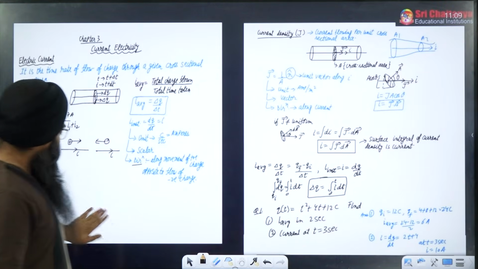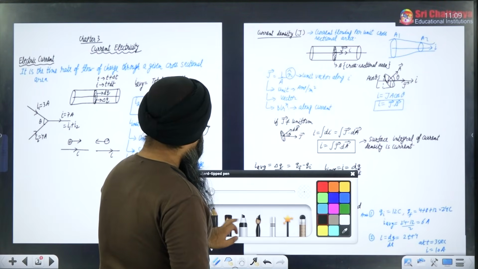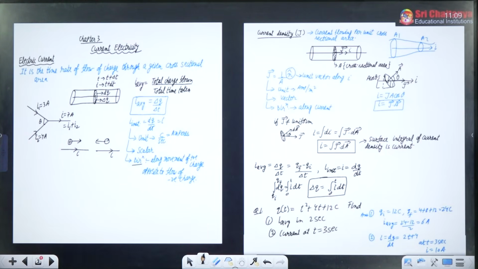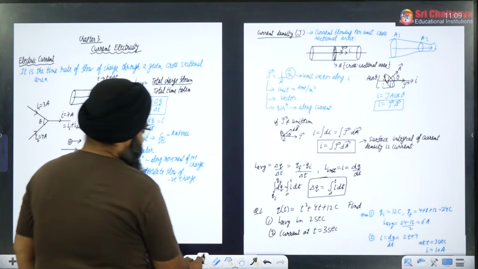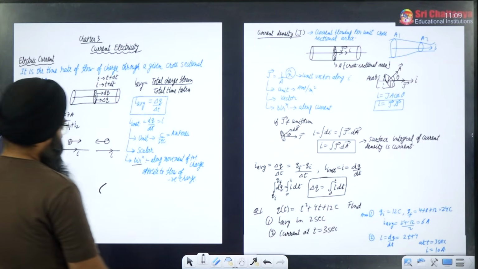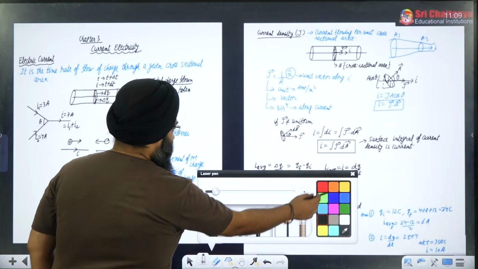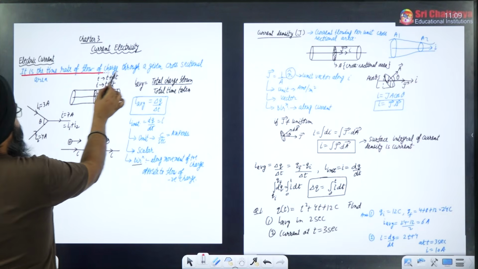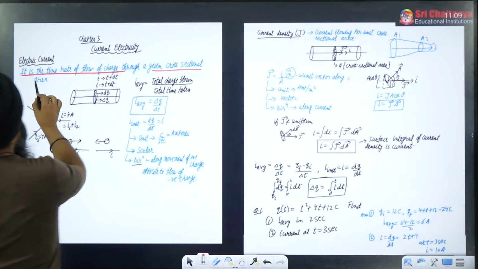The first concept is related to the definition of current. Whenever we define the value of current, please understand, electric current is the time rate of flow of charge through a given cross-sectional area.